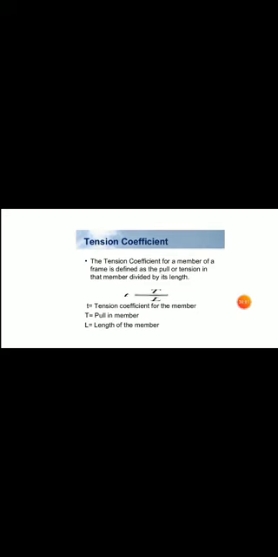The tension coefficient for a member of a frame is defined as the pull or tension in the member divided by its length. Here we can see that small t is capital T upon small l. Capital T is the pull in the member, L is the length of the member, and small t is the tension coefficient of the member. So by dividing the tension, or force, by the length of the member, we get the tension coefficient.